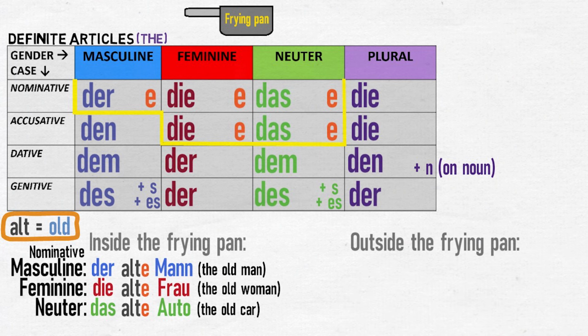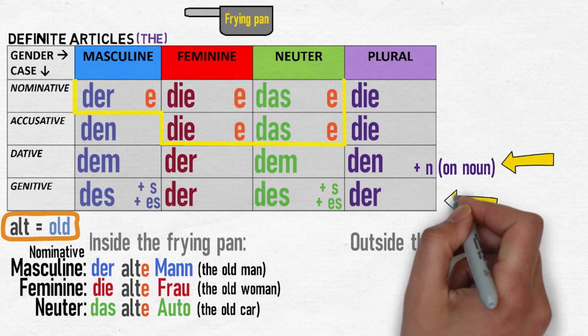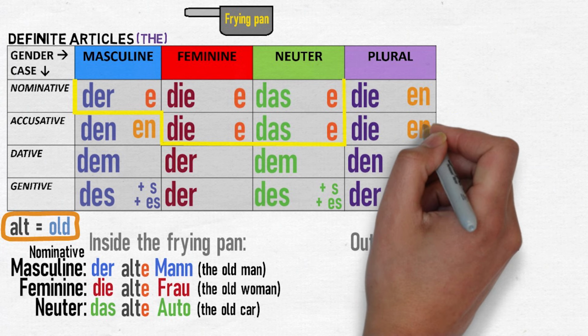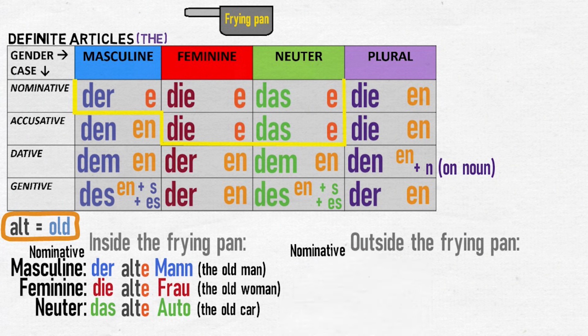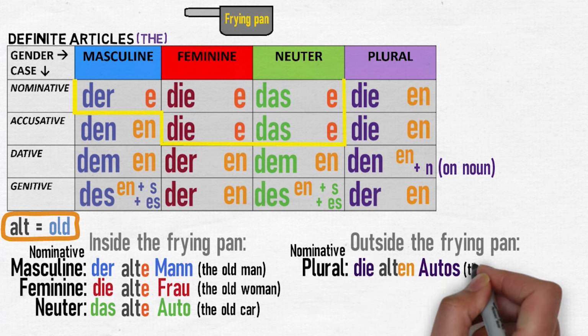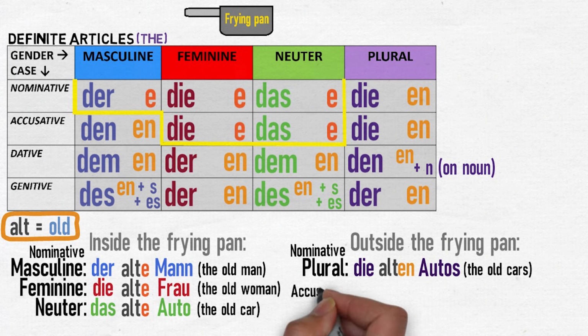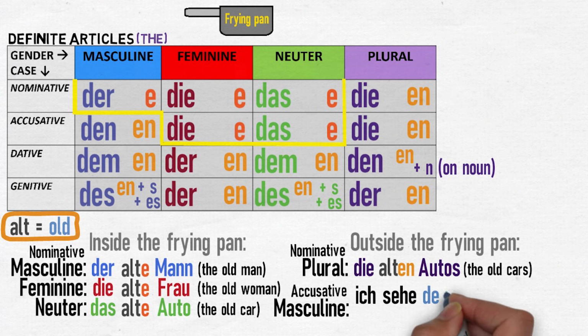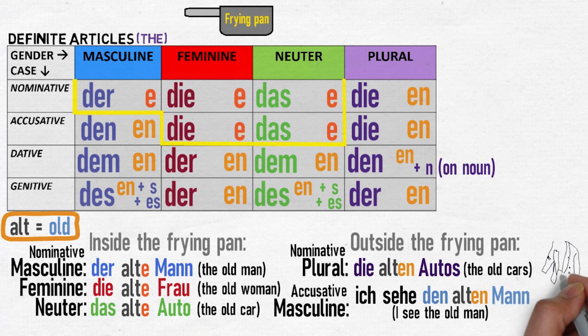Outside the frying pan, that means nominative plural, accusative masculine and plural, and the whole of the dative and genitive cases, the adjective endings would be en. For example, die alten Autos, the old cars. Ich sehe den alten Mann. I see the old man. As the old man is the direct object in this sentence, it's now accusative.